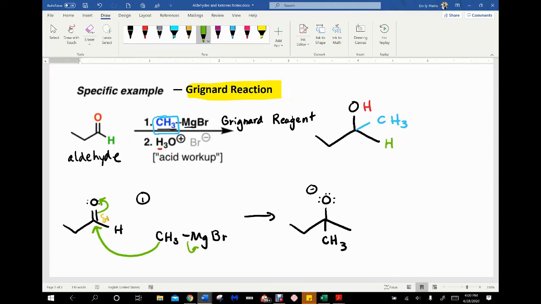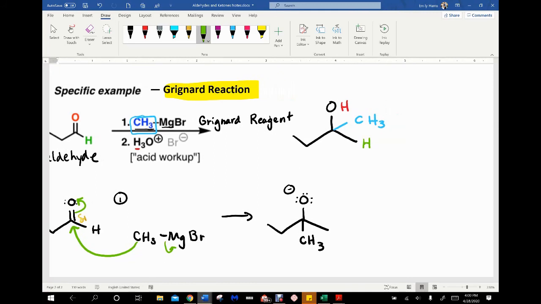Okay. So now the last step is to add some acid and protonate that O. So we've got our acid here, our H3O+. And so that negative charge, if we draw it like they did in our example, is like water with an extra hydrogen.